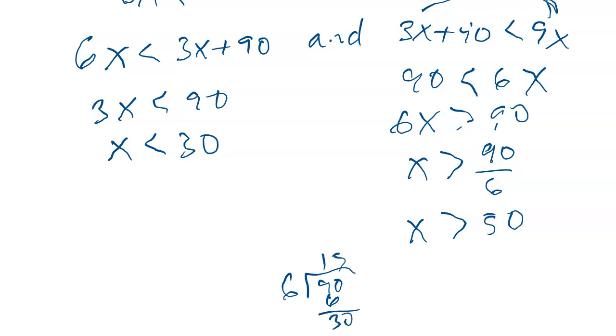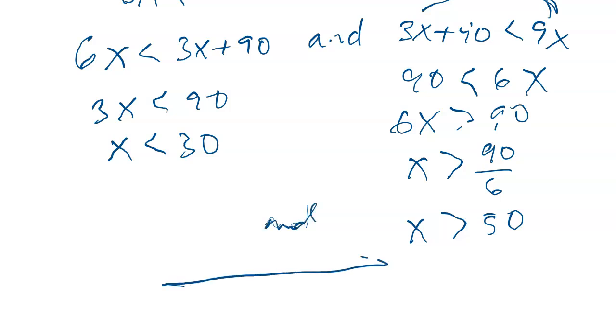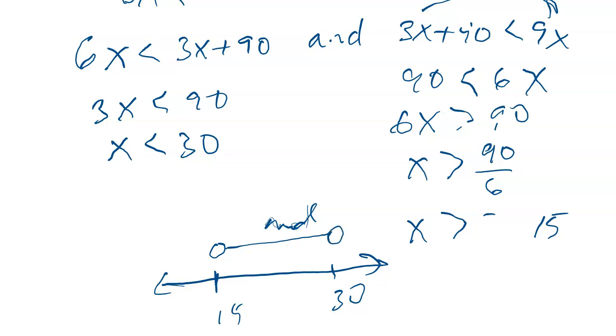So basically on a number line, if I were to look at the solution, and this is an and, a conjunction, here is 15 and here is 30. So x is somewhere between 15 and 30. What can you conclude about the length of a side of the original? Yep, it's somewhere between 15 and 30. Perfect. That's our answer.